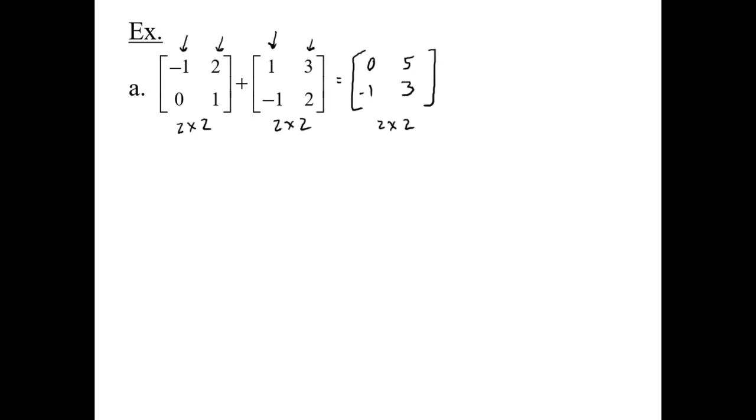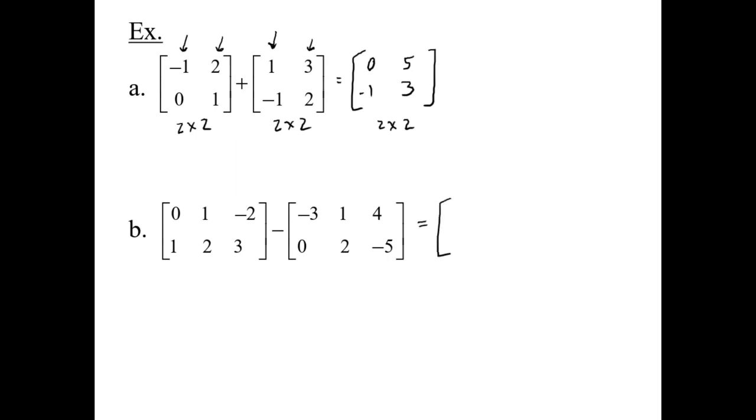Okay, so again, adding two matrices, it's just like adding vectors. It's exactly what we would like to happen. Subtracting, same deal. Mostly just have to be careful to subtract each of them. So we'll do 0 minus -3, 1 minus 1, -2 minus 4, 1 minus 0, 2 minus 2, and 3 minus -5. So again, for subtraction, don't forget, even if it's negative, make sure you subtract the negative number.